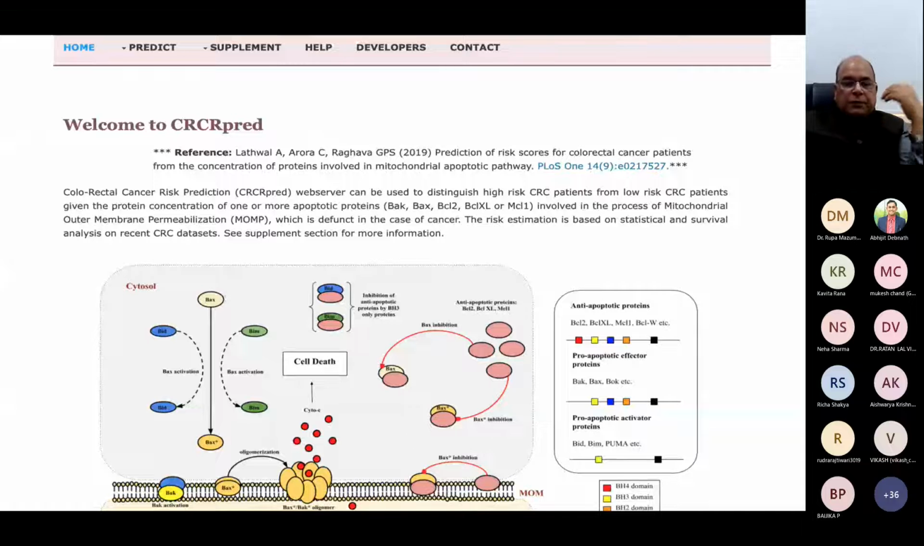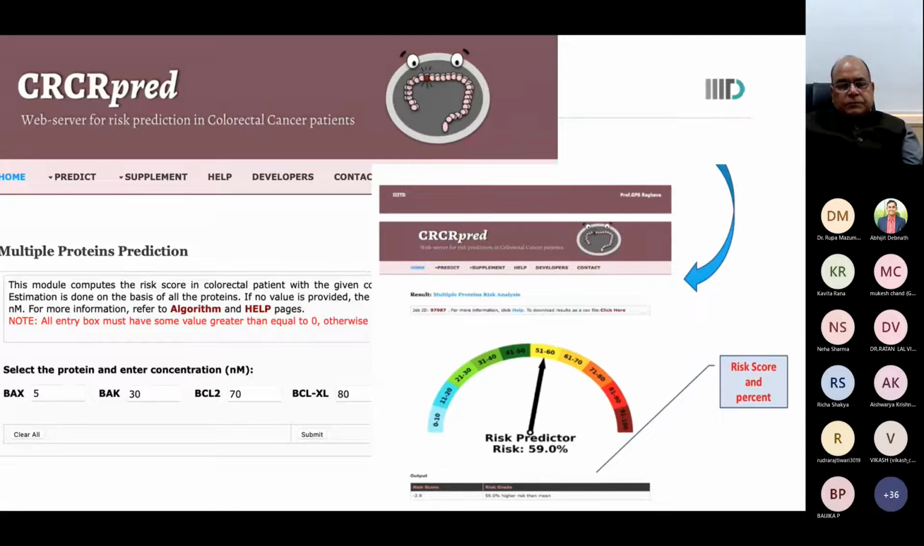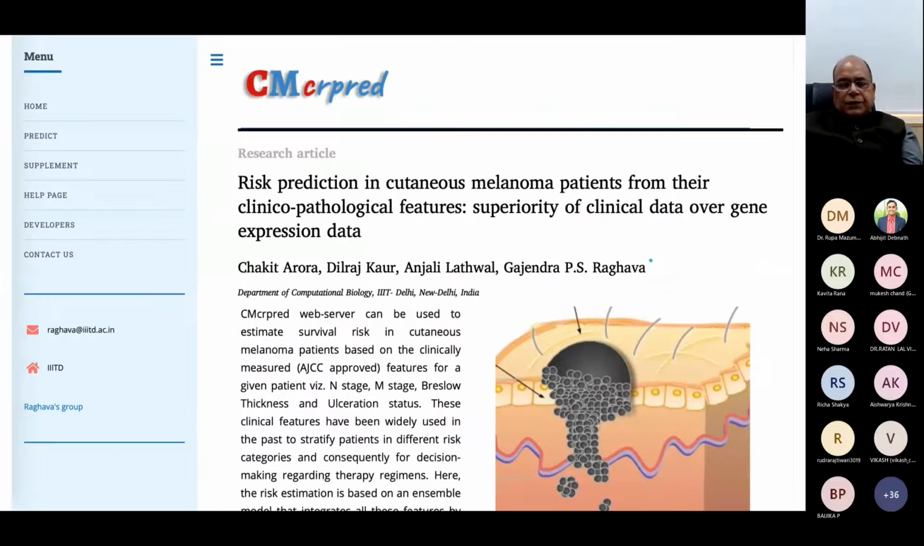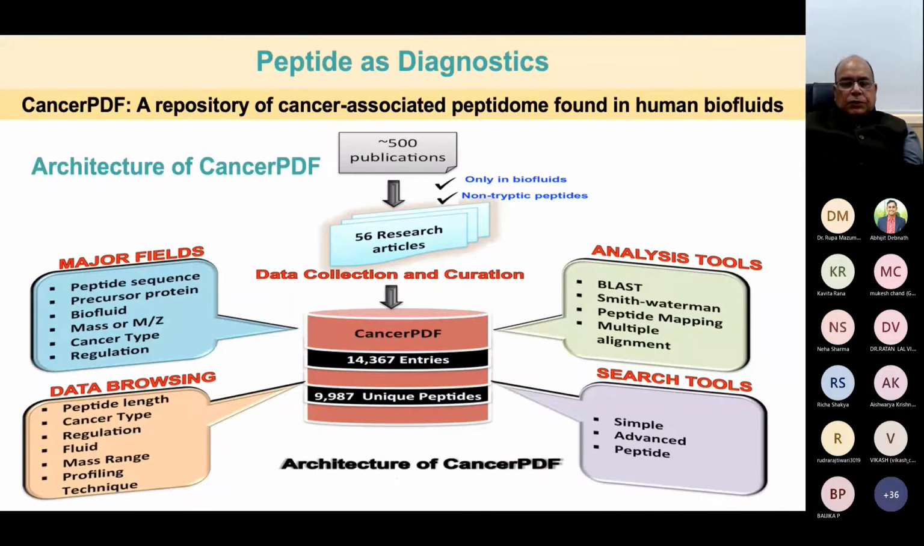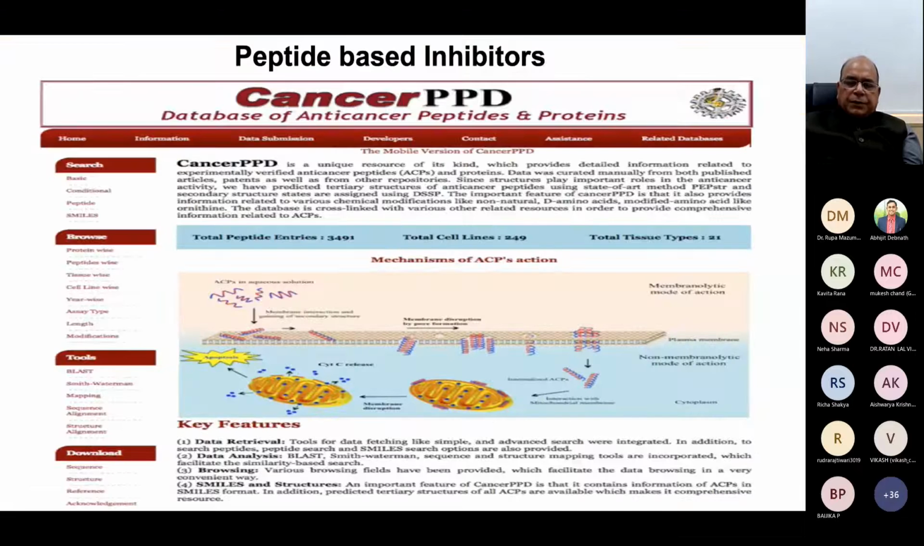This is based on protein-based biomarkers. So we have used different types of biomarkers, expression-based markers, HLA typing-based biomarkers. Okay, so this is the way you will predict it. You will give the protein concentration, and it will predict what the risk is. So this is again for diagnostics in body fluids, the database.